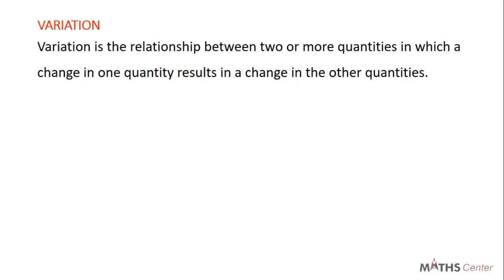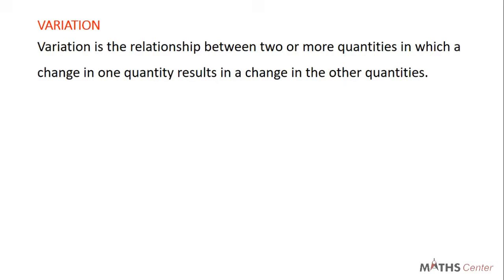Variation is the relationship between two or more quantities in which a change in one quantity results in a change in the other quantities. So when there is a relationship between two quantities such that a change in one quantity causes a corresponding change in the other quantities, then the relationship is referred to as a variation.